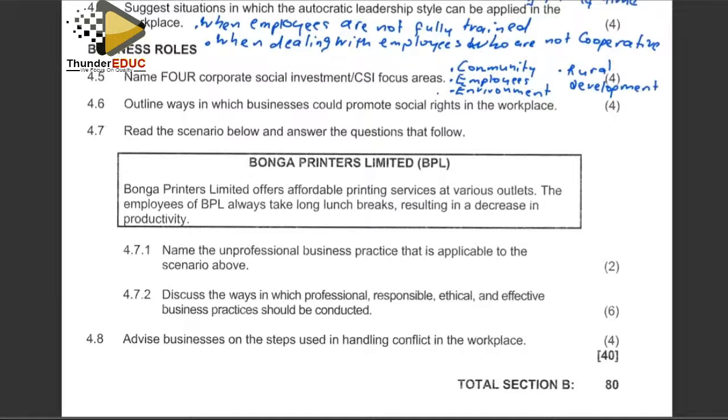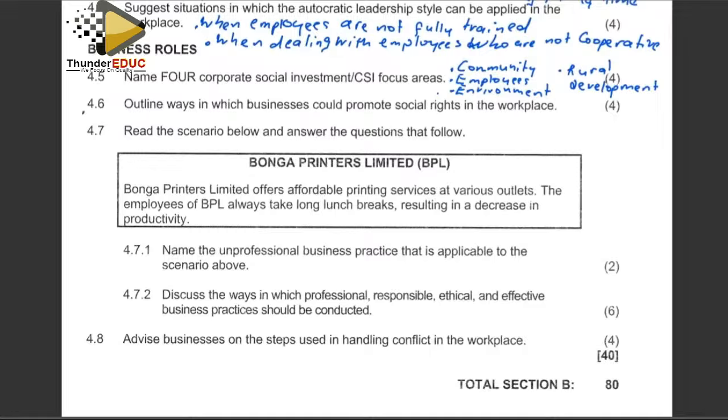Okay, right, great. So now let's move on to the next question, which is 4.3. Outline ways in which businesses could promote social rights in the workplace. Businesses can promote social rights in the workplace by providing recreational facilities for employees, and also allowing flexible working hours to enhance productivity.